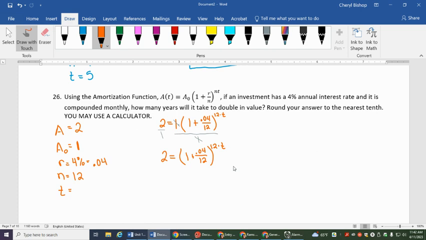Okay, now anytime you have a variable in an exponent, that's when you have to turn it into a log to get the variable out of the exponent. Anytime you have a variable as an exponent, you have to turn it into a log. And remember, I say the base to the answer equals the of.